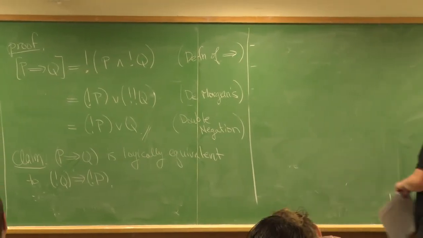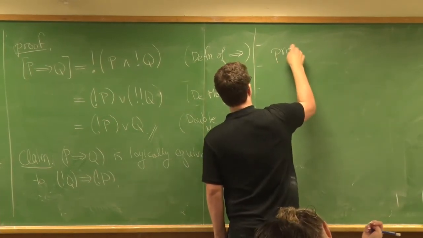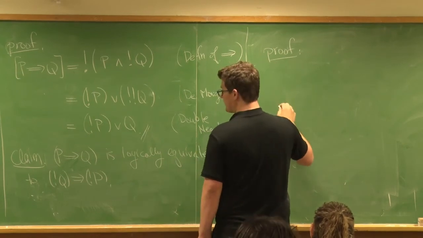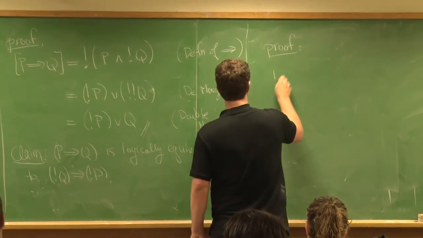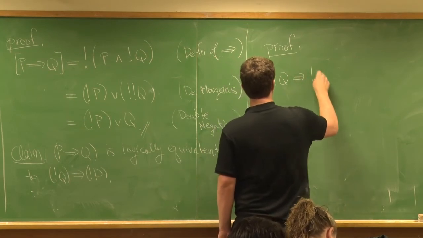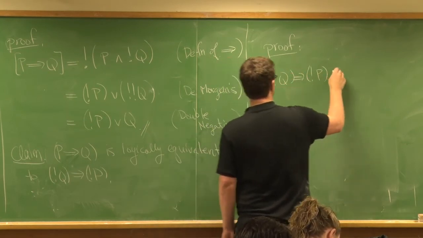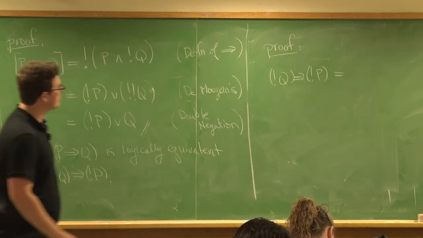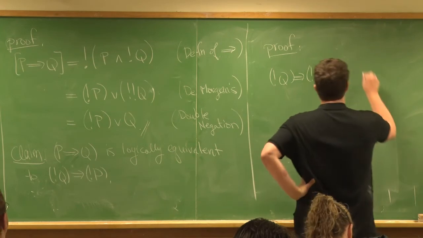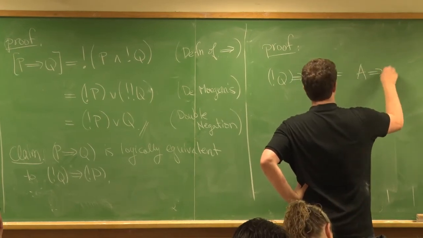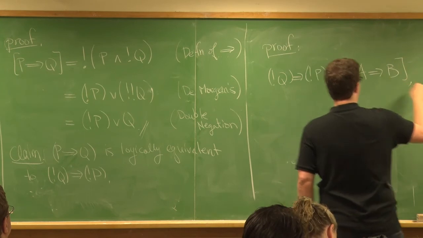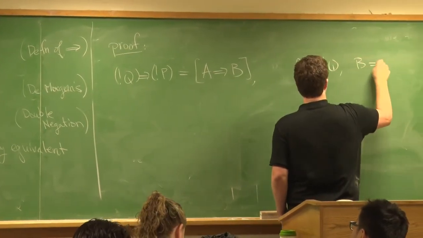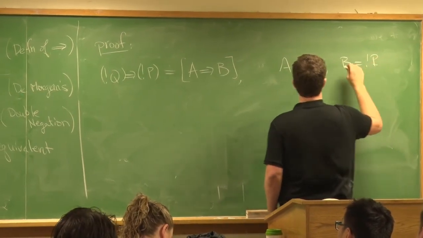All right, let's do the proof. Okay, so P implies Q. Or let's see, how do I want to start this? Let's start with not Q implies not P. Okay, so let me do a little substitution here. So this is A implies B, where A is not Q and B is not P. So we'll do this implication.